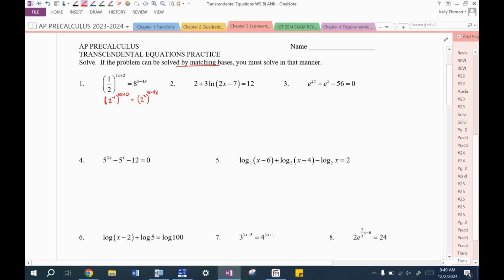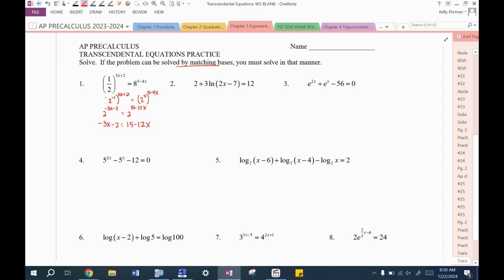And because we're doing power to a power, we can multiply these exponents together. So it's 2 to the negative 3x minus 2 equals 2 to the 15 minus 12x. And because these are the same bases, if this equation is true, then the exponents must be equal to each other. And it's okay with me if you skip this step where you rewrite so that it's base 2. If you jump right from here to here, that's fine.